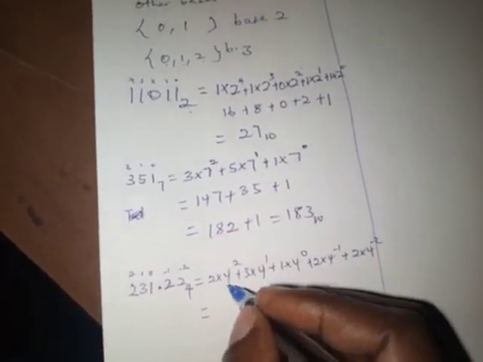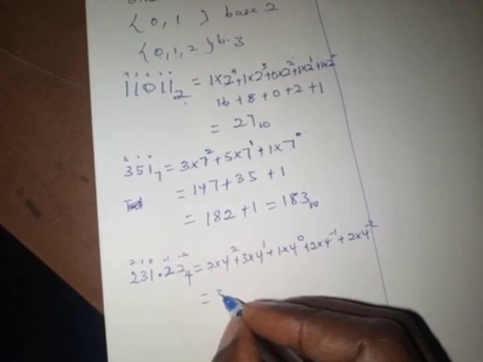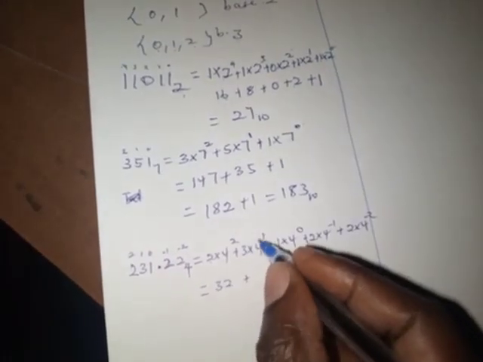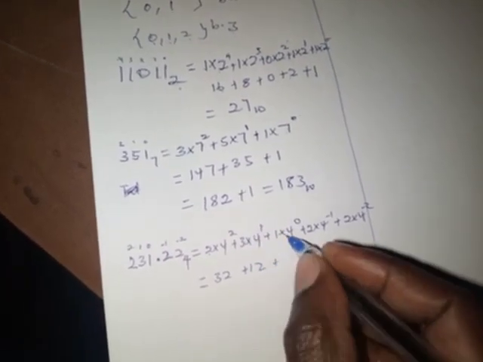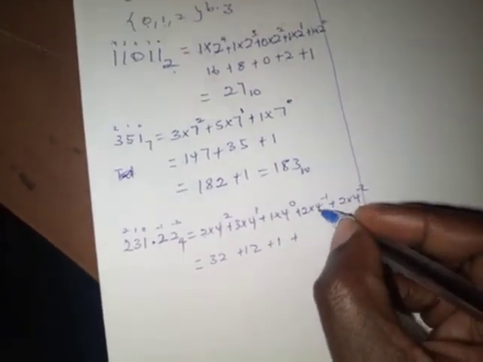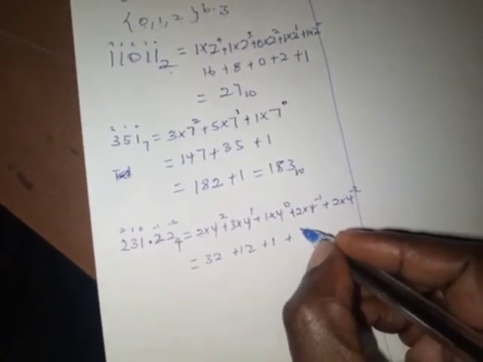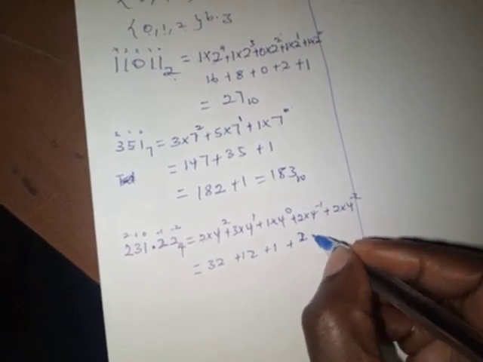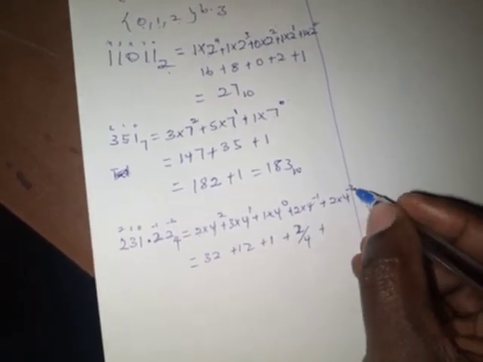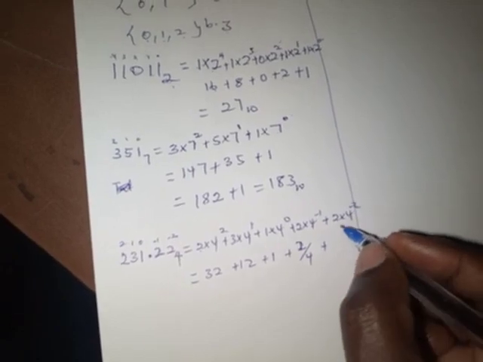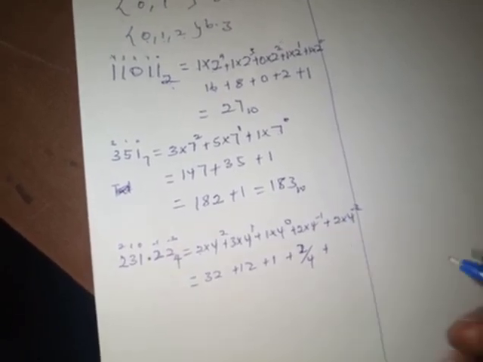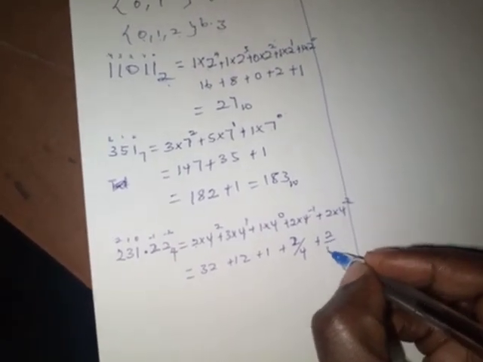I think this will give us 32 plus 12, which is 44, plus 1. This will give us 4 raised to the power 1 is 4, so 2 over 4. 4 raised to the power 2 will give us 16, but that's negative, so that will be 1 over 16. So 2 over 16.